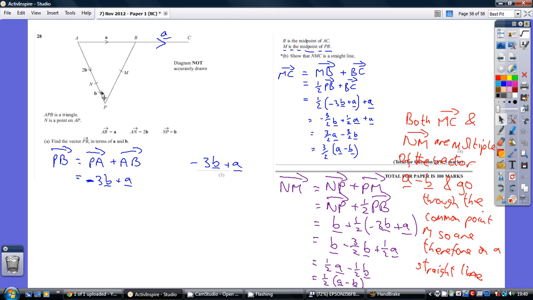Now P to A is going down this B and this 2B the wrong way, so that's minus 3 lots of B, whereas A to B is just a simple A, so our answer is minus 3B plus A, or you could have written it the other way around, A minus 3B.